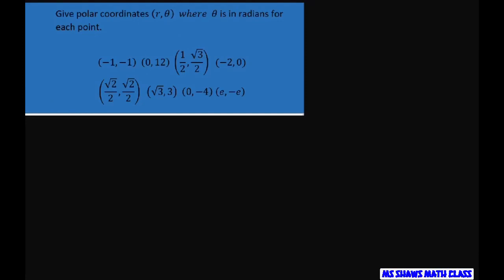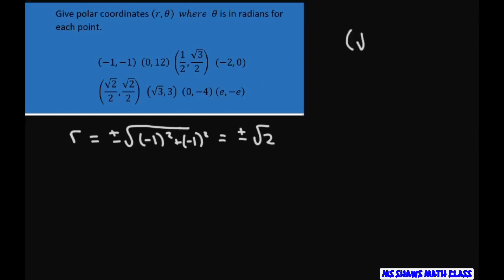For the first one, to get our r, we're going to do plus or minus the square root of (-1) squared plus (-1) squared, which gives us plus or minus the square root of 2. Now, in general, we want to take the plus for r. Of course, there's actually an infinite number of ways to write the polar coordinates, but we'll go ahead and take the positive for that.